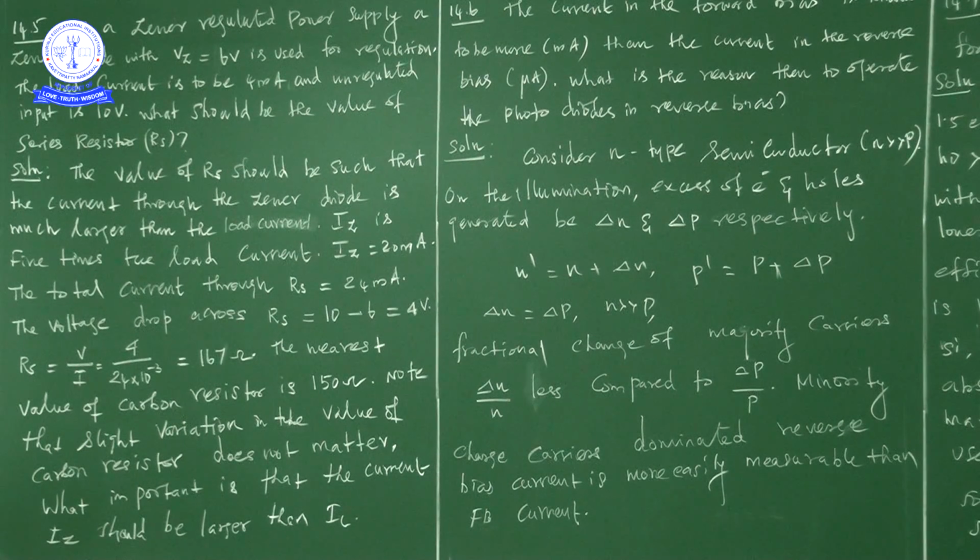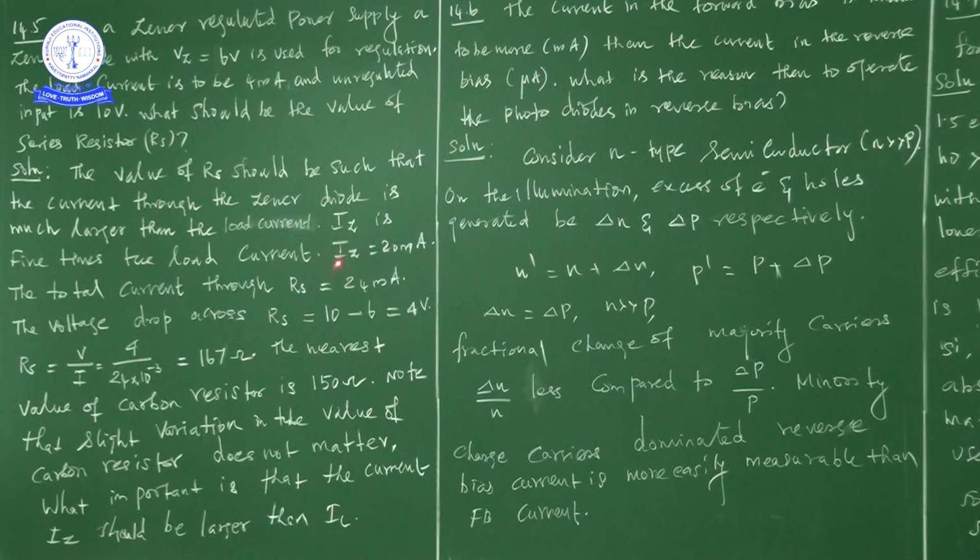When the current enters the series resistor, it divides into two ways. The first one is the current through the Zener diode, the next one is the current through the load resistor. We already know the load current is 4 milliampere. Adding the Zener current and the load current, we get the total current across the resistor.